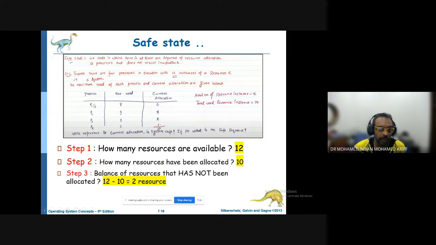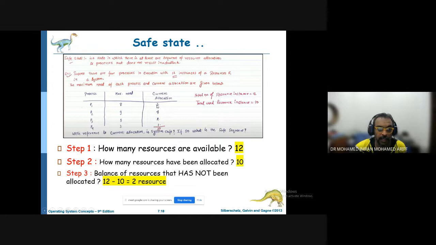For process number 1, it needs a maximum of 8 hardware to be used. For it to complete its process, it needs 8. Process number 2 needs 9. Process number 3 needs 5. And process number 4 needs 3. However, at the moment, process number 1 is only given 3. Process number 2 is only given 4. Process number 3 is given 2. And process number 4 is given 1 only.